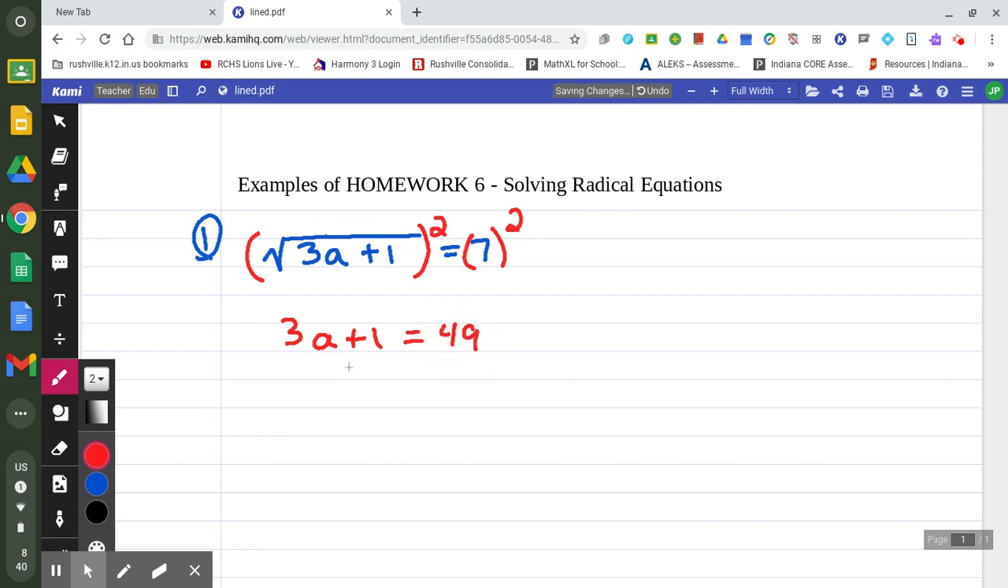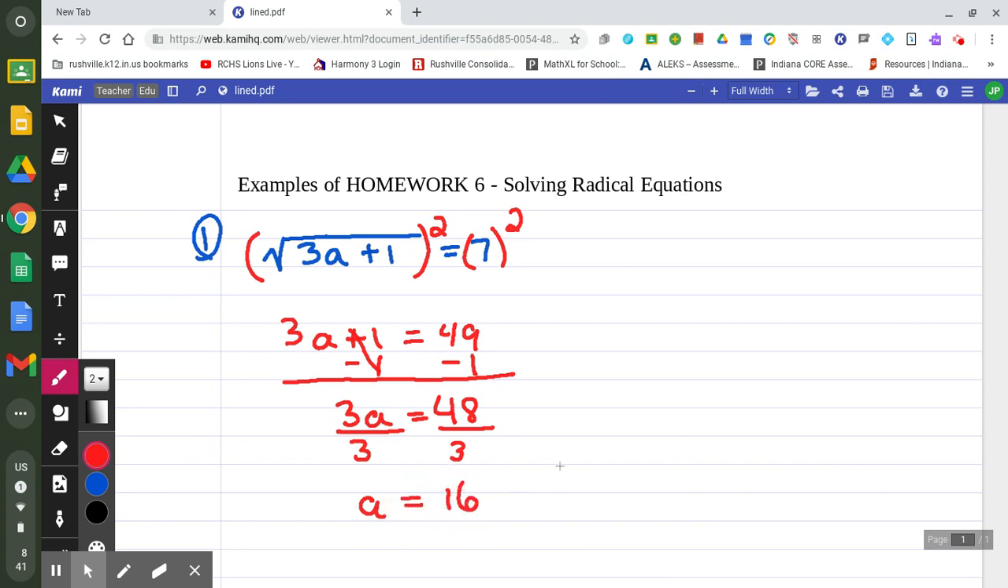Then we continue to solve for the variable. So minus 1 on both sides of the equal sign. 3a equals 48. Divide by 3. Divide by 3. A equals 16. And to make sure that that really does work, we are going to do a check.